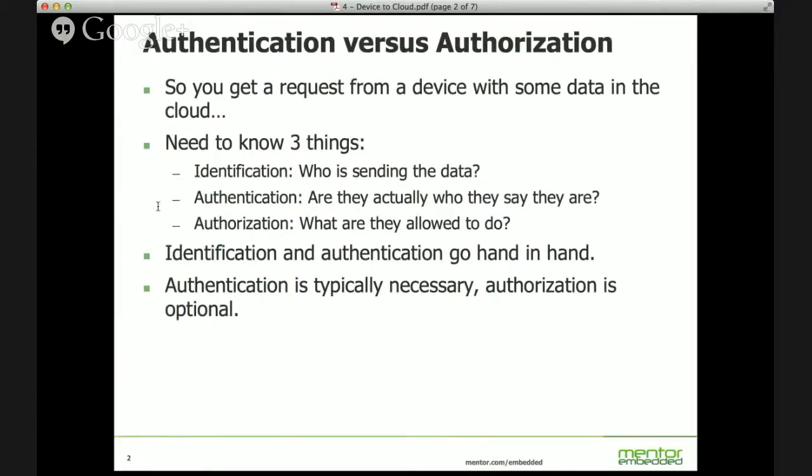And I actually get this question a lot about authentication and authorization, what's the difference, and how do we implement this. There are really 3 different topics here. There's identification, which is who's actually sending data; authentication, which is whether the person sending this data is actually who they claim to be; and authorization, which is whether they are actually allowed to do what they're trying to do. Identification and authentication kind of go hand in hand. A lot of times authentication is always necessary, but authorization is optional. And sometimes in APIs you see the authorization piece, but you always end up seeing the authentication part.